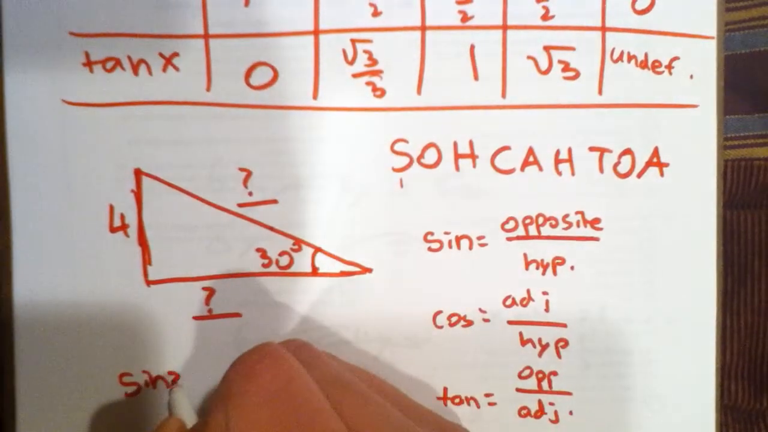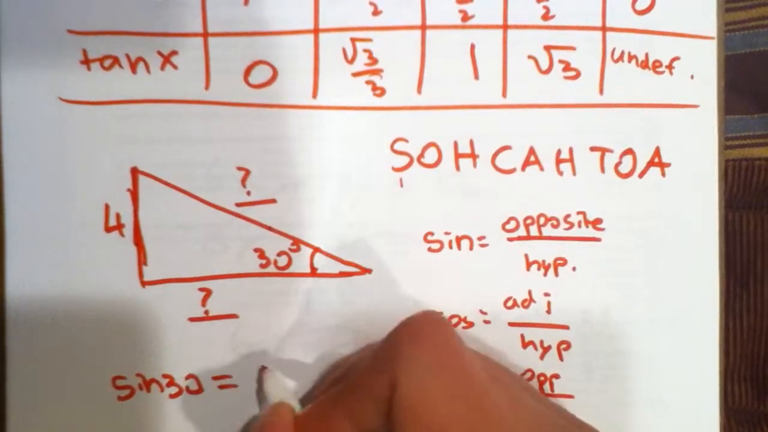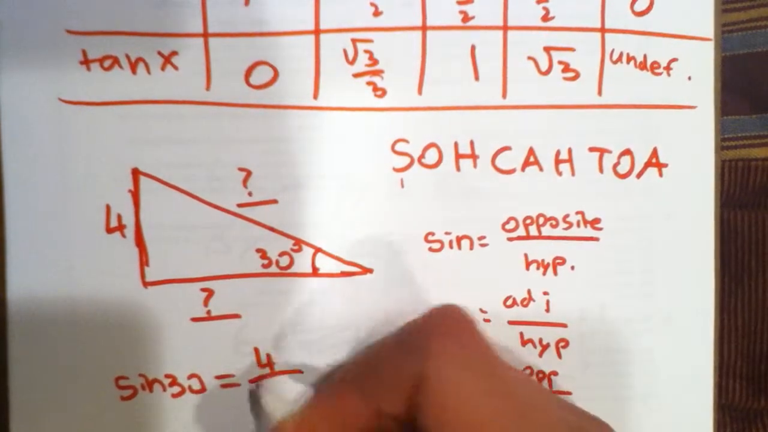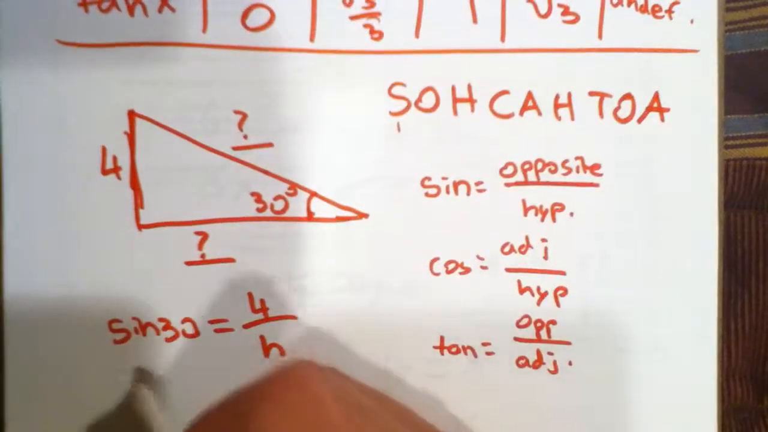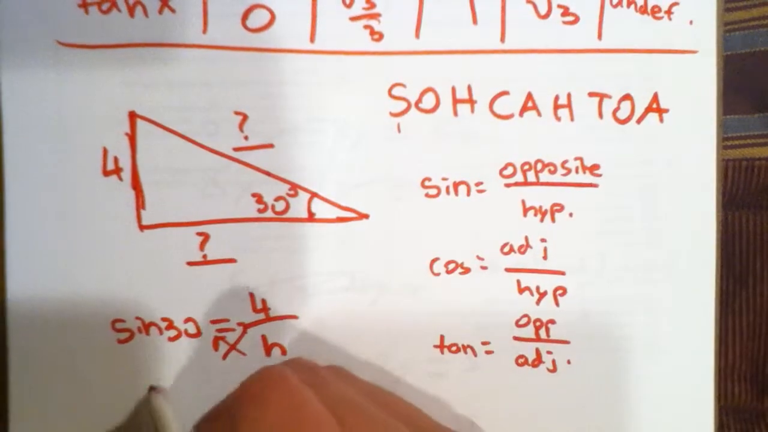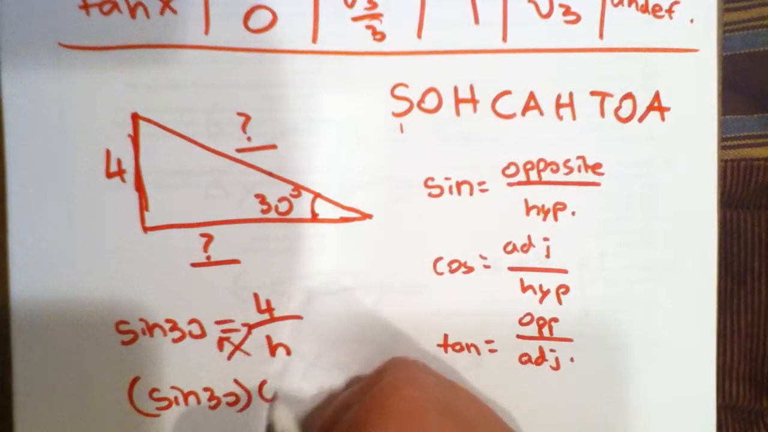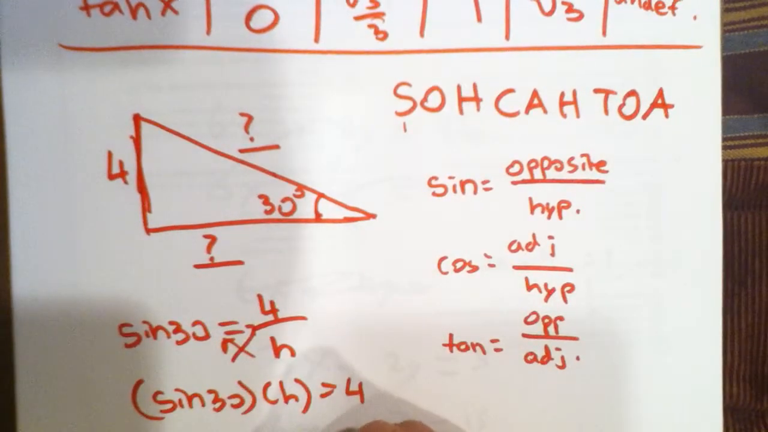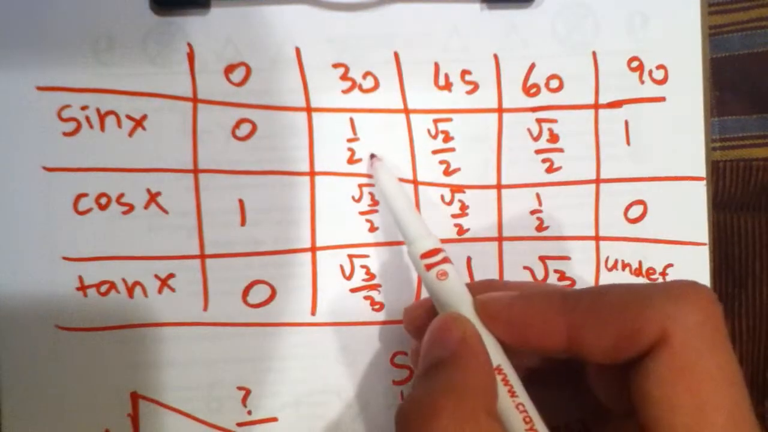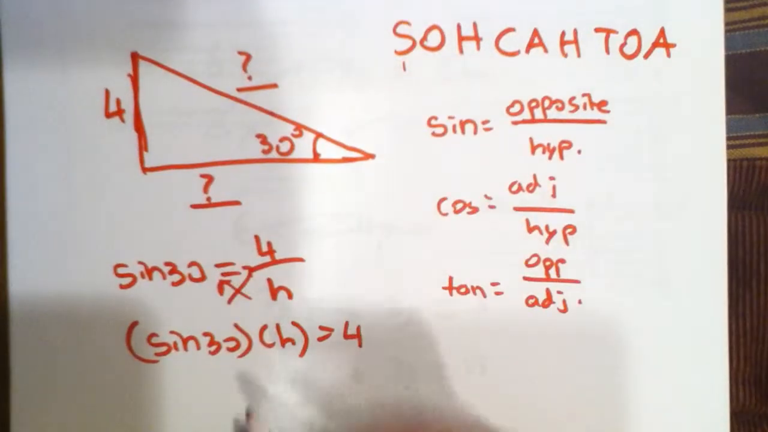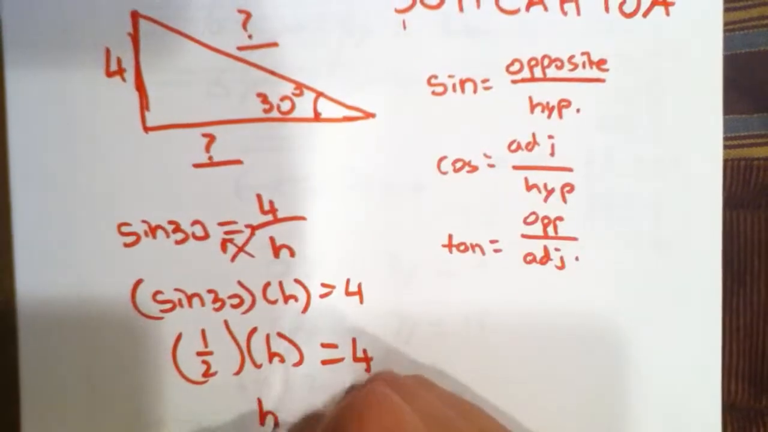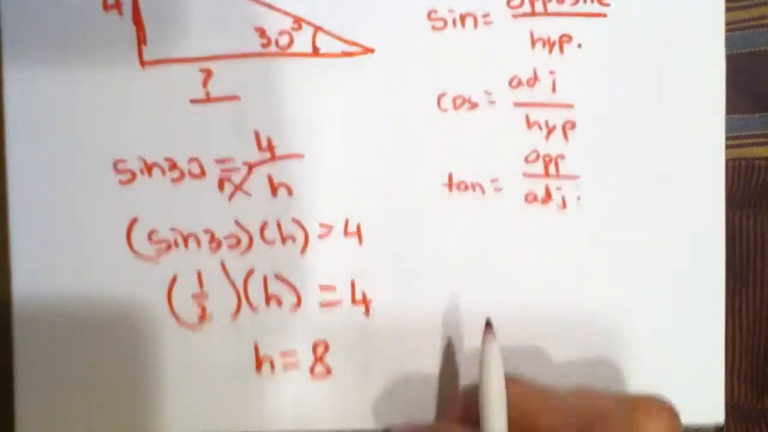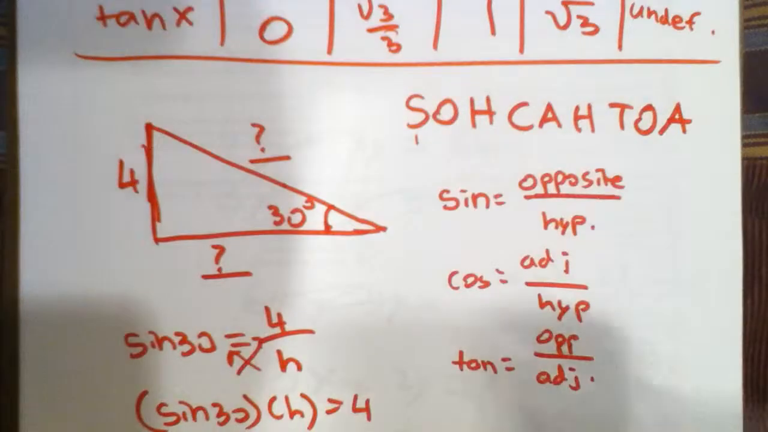So sine of 30 is equal to the opposite, 4, over the hypotenuse, which we'll label h. Now if we were to solve for h, we cross multiply, and you get sine 30 times h is equal to 4. And sine 30 we determined from above. If you go on this table, sine 30 is 1/2. So 1/2 times h is equal to 4. H is equal to 8 if we divide by 1/2 on that side. And that is the value for this.